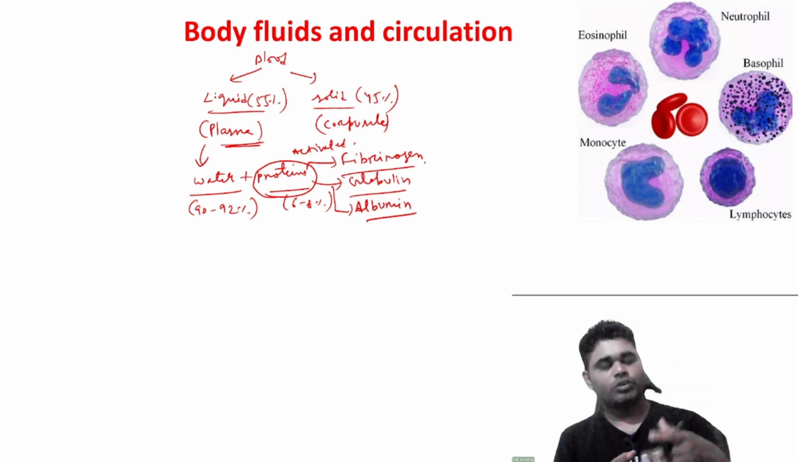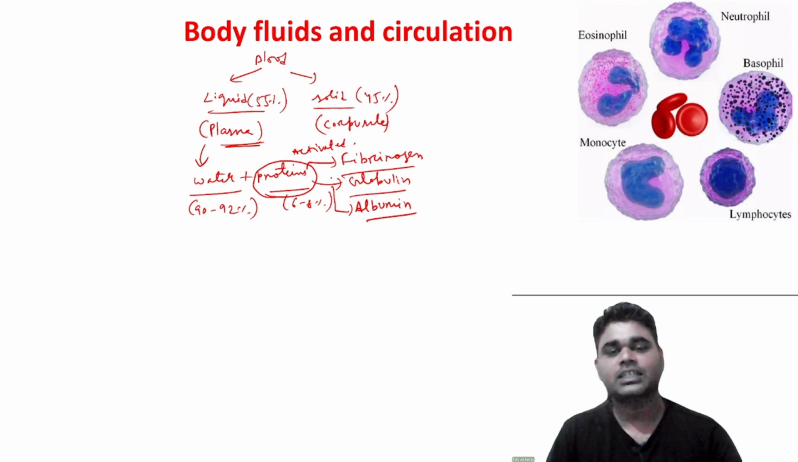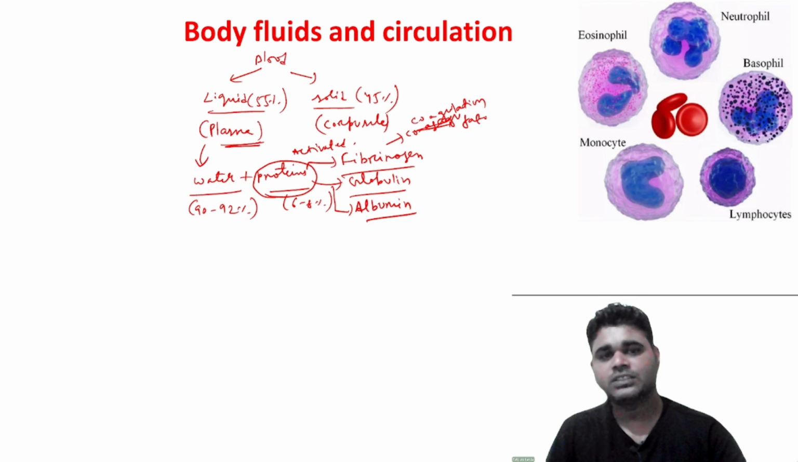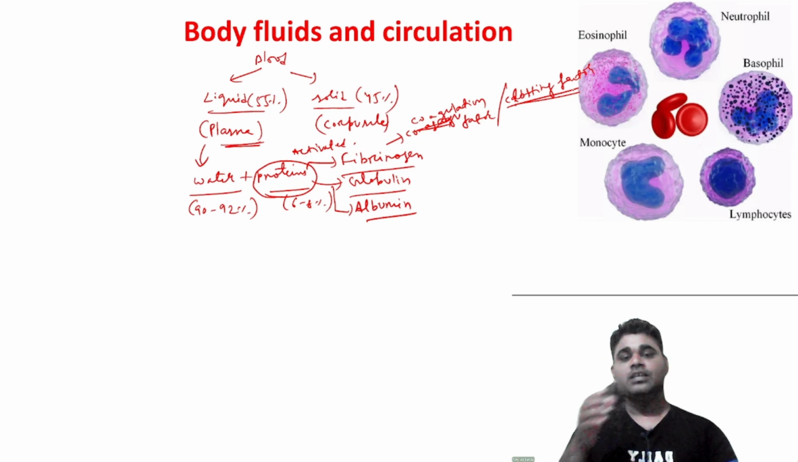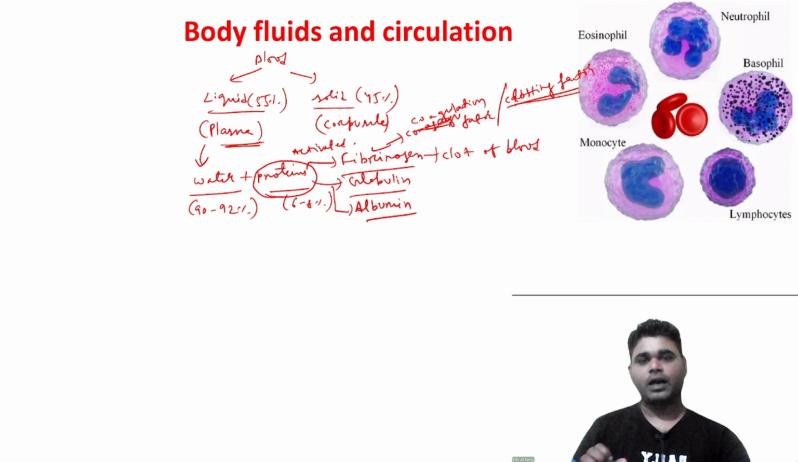Besides these proteins, other proteins are also present inside our plasma, but these 3 proteins are present in the activated form. Now this fibrinogen is also called the coagulation factor, or simply you can call it the clotting factor. As the name suggests, clotting, the fibrinogen helps in the clotting of the blood. This is the main function of the fibrinogen.